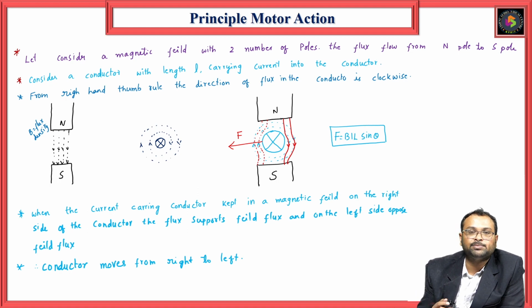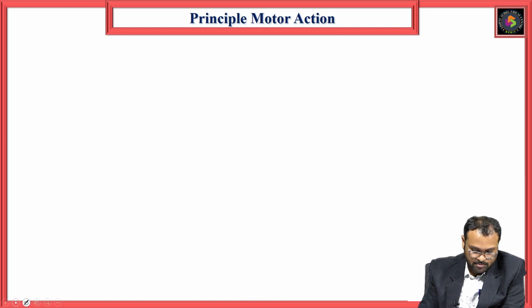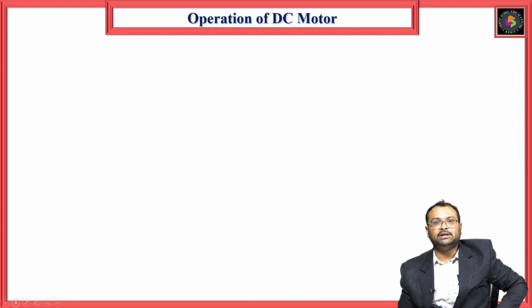So this is the principle of motor action. We took a current carrying conductor, kept it in a magnetic field, and saw the force it experiences. Next we are going to check the operation of the DC motor.